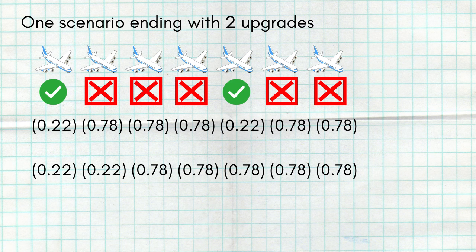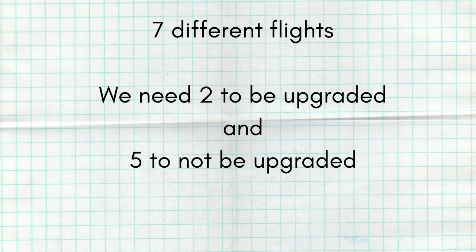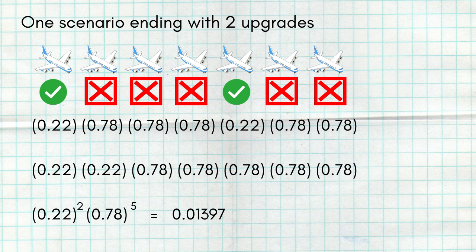Now, yes, I'm multiplying a little bit out of order here, but does it matter? Order of multiplication doesn't matter, right? I can also use exponents to make it faster. 0.22 to the second times 0.78 to the fifth. The point is that I have 7 different flights. 2 of them have upgrades, so I have 0.22 to the second, and 5 of them don't. Yes, in this specific situation, I have the upgrade on the first flight and on the 5th flight, but regardless of that, the probability is going to be 0.22 squared for the 2 successes and 0.78 to the 5th. When you actually multiply those probabilities out, order doesn't really matter.